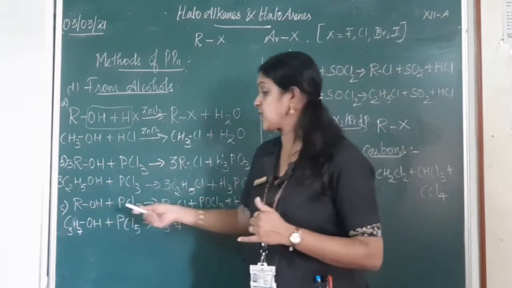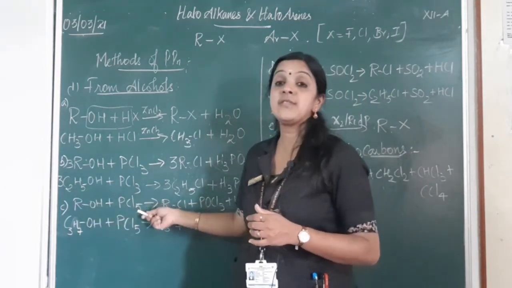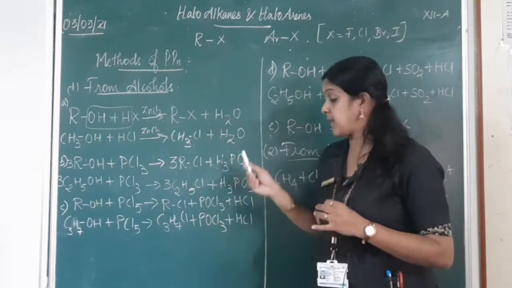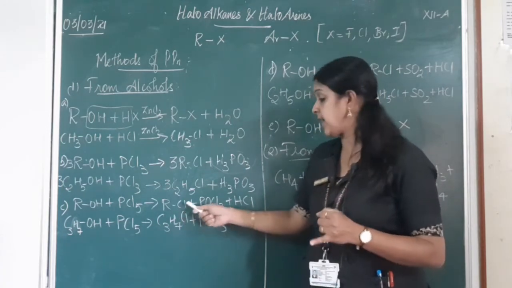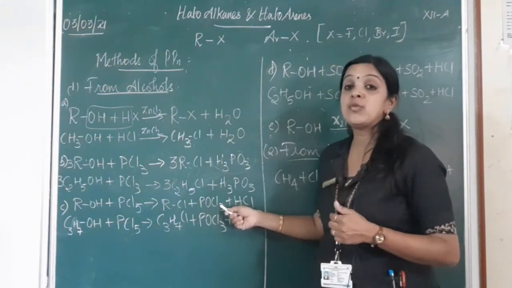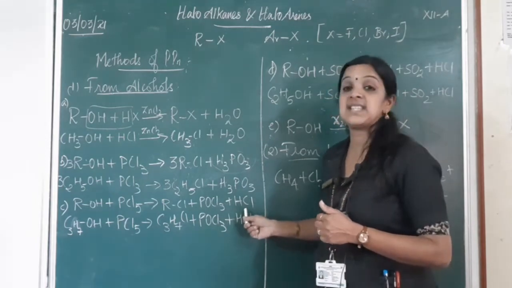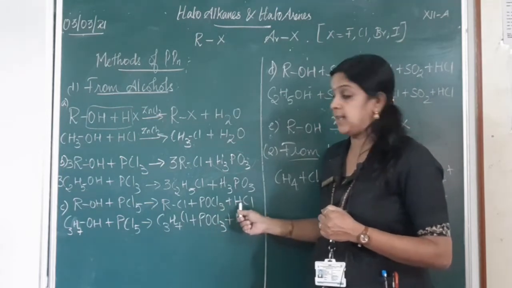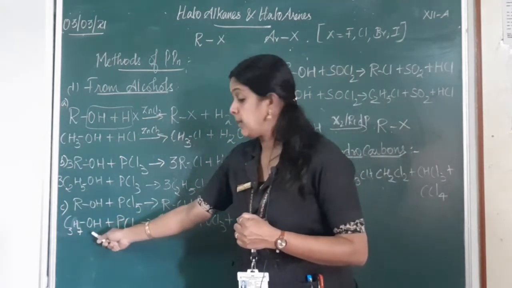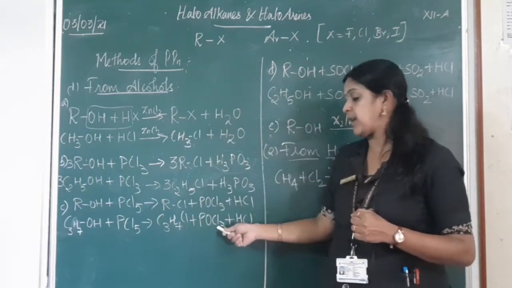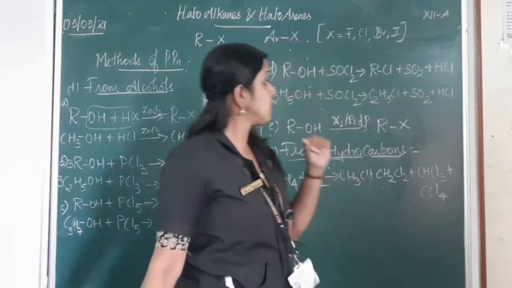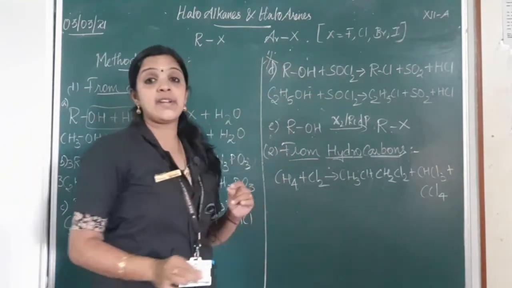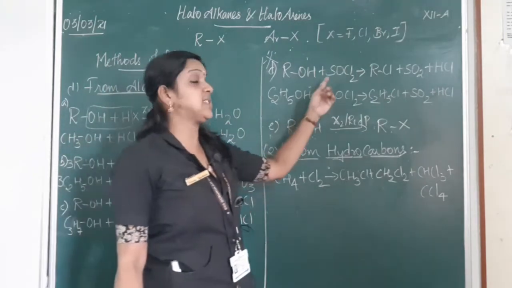Now the next reaction: any alcohol when treated with PCl5, phosphorus pentachloride, you don't get the same product, but instead you get alkyl chloride, that is alkyl halide, plus POCl3 plus HCl. Along with your haloalkane, you get POCl3 and HCl. Here also I have used propanol. Propanol gives chloropropane, POCl3 and HCl. The next reaction is a most important reaction, where alcohol reacts with thionyl chloride, SOCl2.